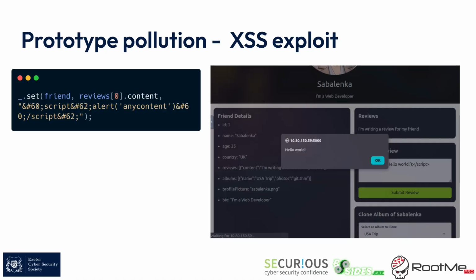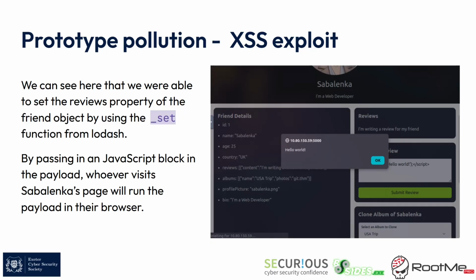That payload doesn't actually match, I just realized, but essentially it proves that cross-site scripting is possible. What happens here is that I was able to set the reviews property of the friend object by using the set function from Lodash. By passing in the JavaScript block in the payload, whoever visits Sabalenka's page will run the JavaScript block. That proves that a cross-site scripting exploit is possible.